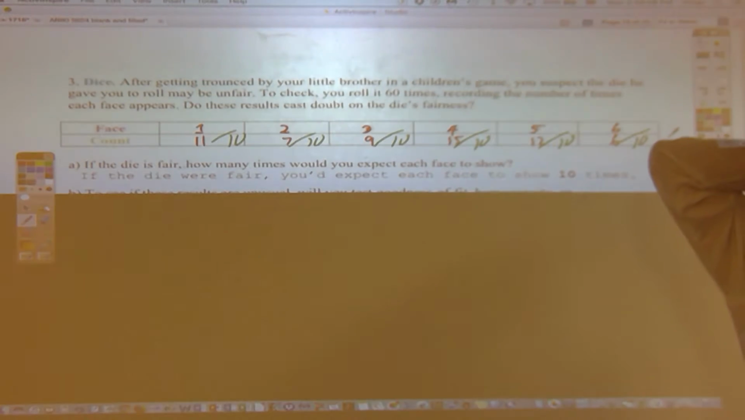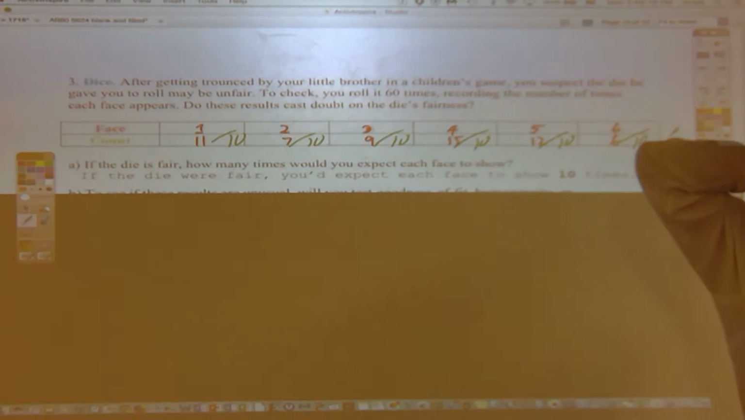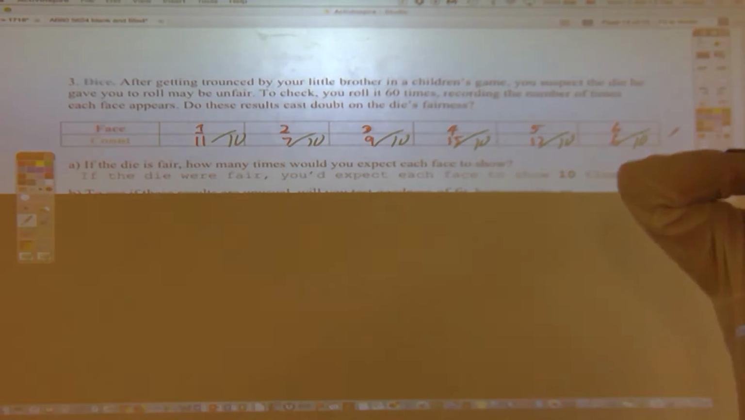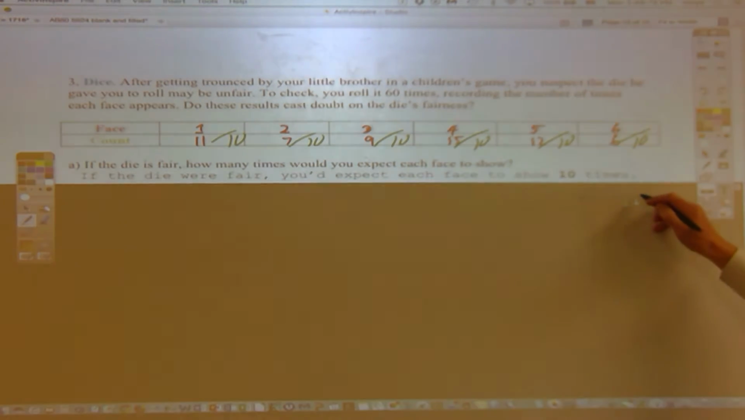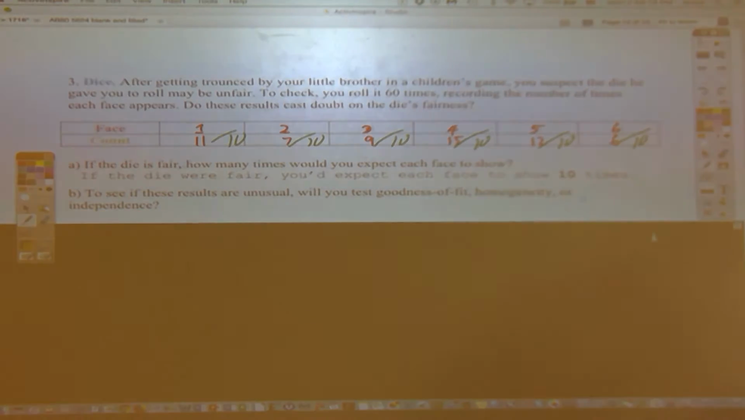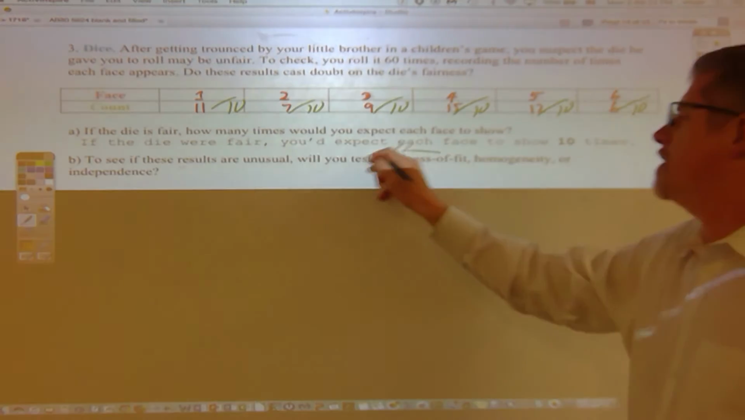But really, n is just the number of cells in the one-way table. So it's important to know what n means. If the die is fair, how many times would you expect each face to show? We would expect 10 times. To see if these results are unusual, we use goodness of fit.